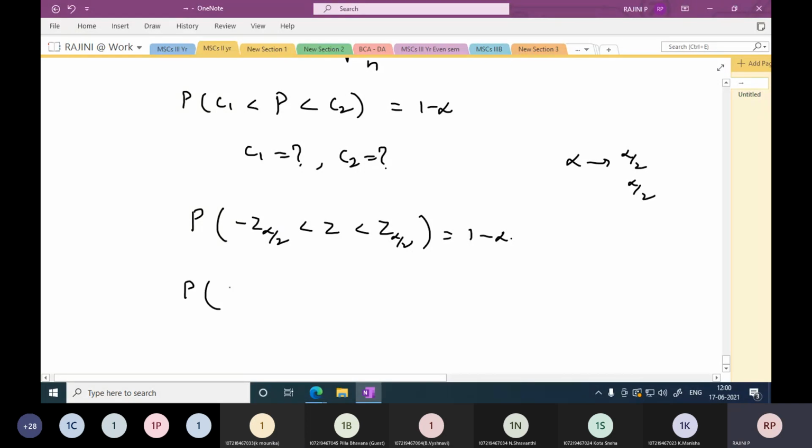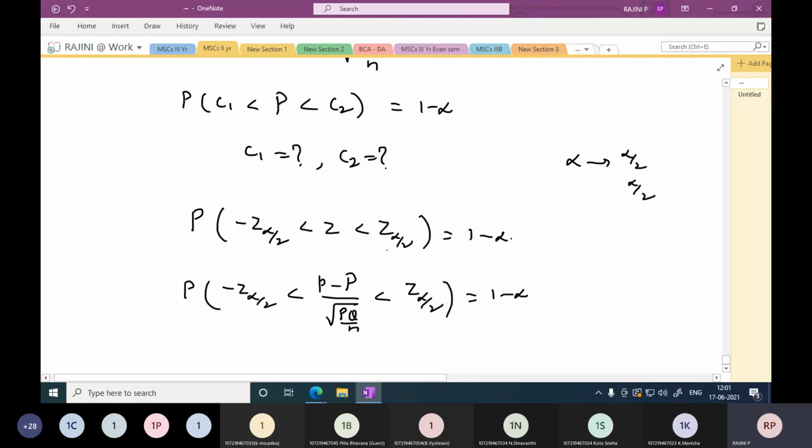Now you know what the Z formula is. You know that just now you have written small p minus capital P by under root of PQ by n. Just now I have explained you, right? So minus Z alpha by 2 less than this, less than Z alpha by 2 is equal to 1 minus alpha.